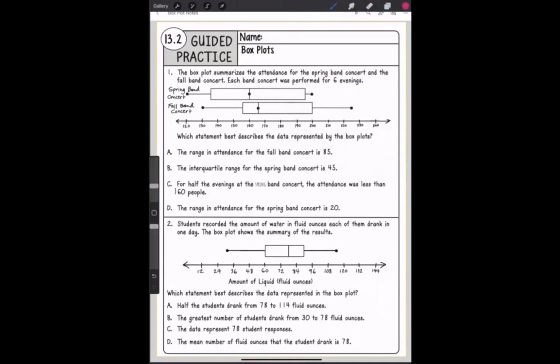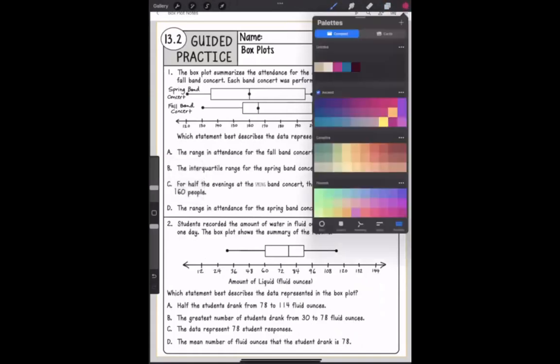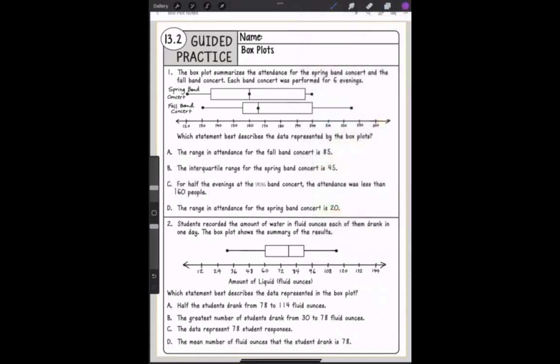So we did the notes on the right-hand side already, but I told you we would come back to these practice problems, and here we are coming back to them. This is really important because these are the sort of questions you'll see today on your assignment, or that you could see on STAR. So the first one says the box plot summarizes the attendance for the spring band concert and the fall band concert. This is called a double box plot because we have 2. Each band concert was performed for 6 evenings. Which statement best describes the data represented by the box plots?